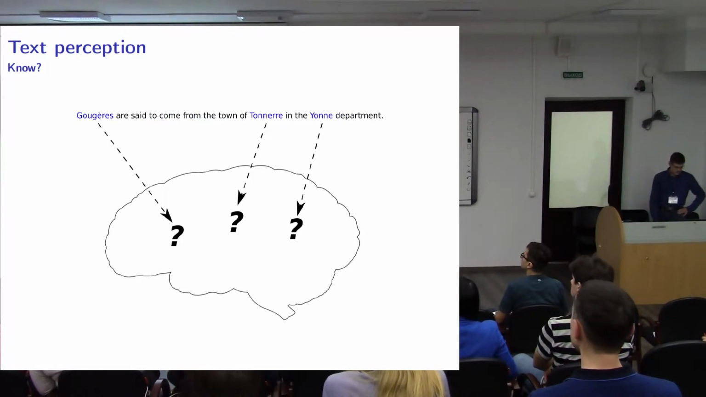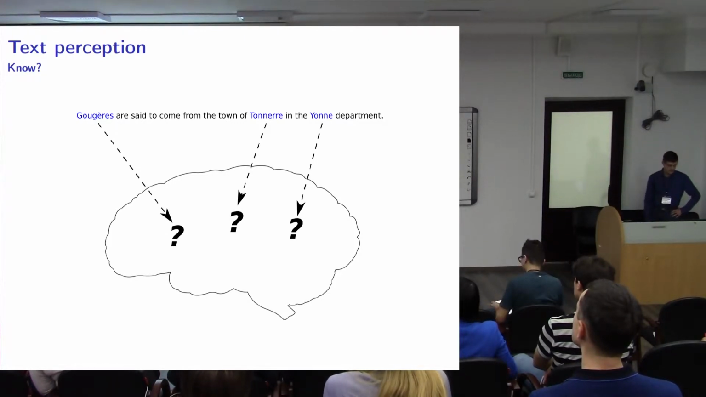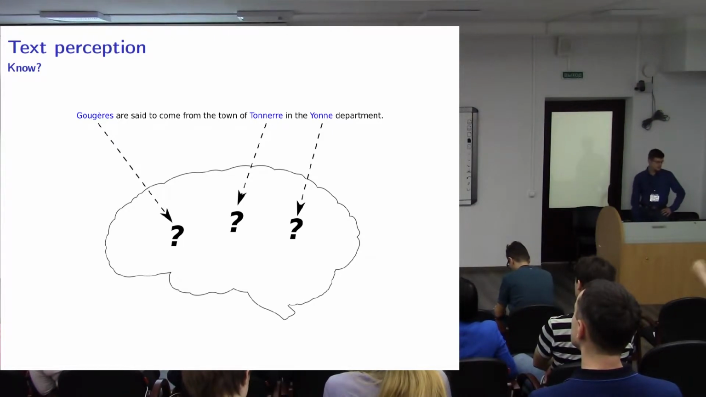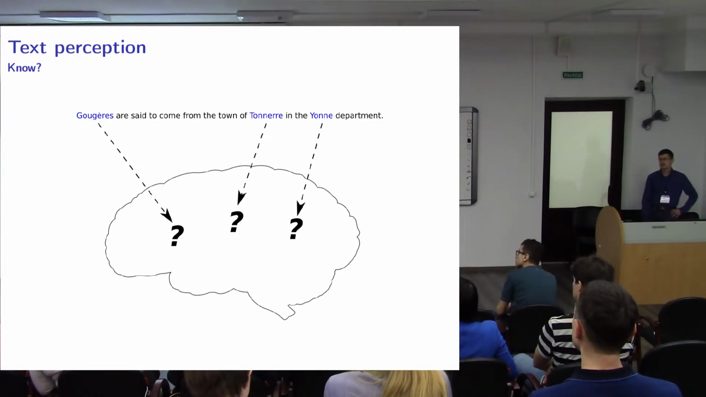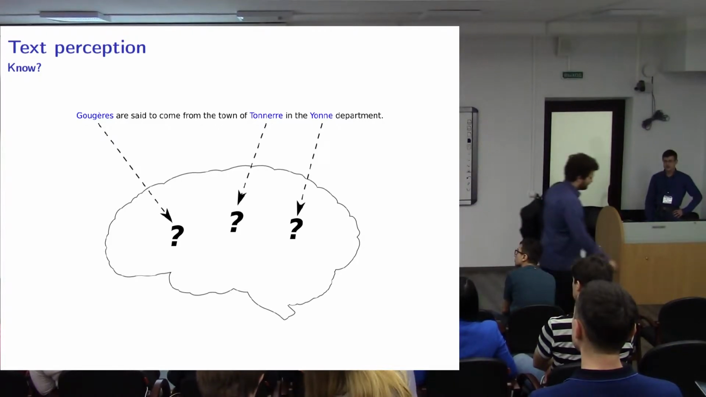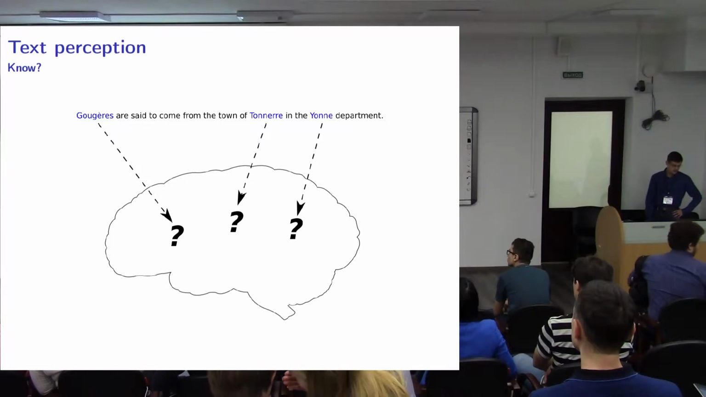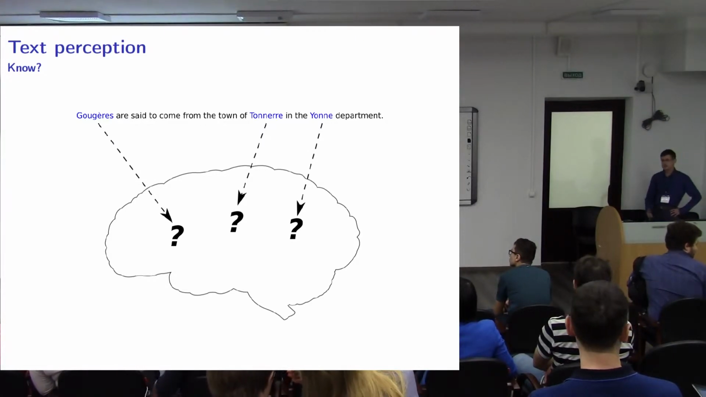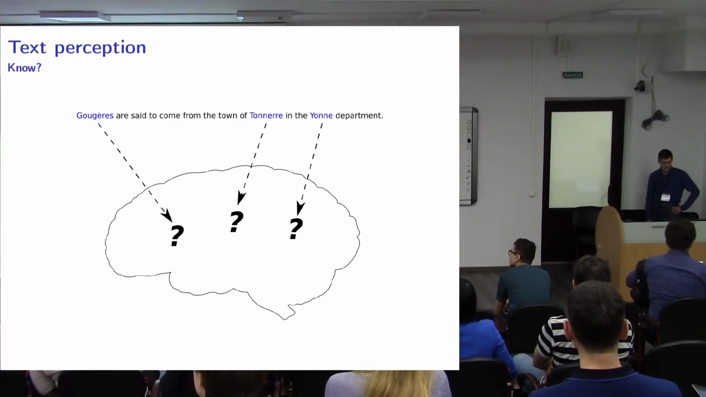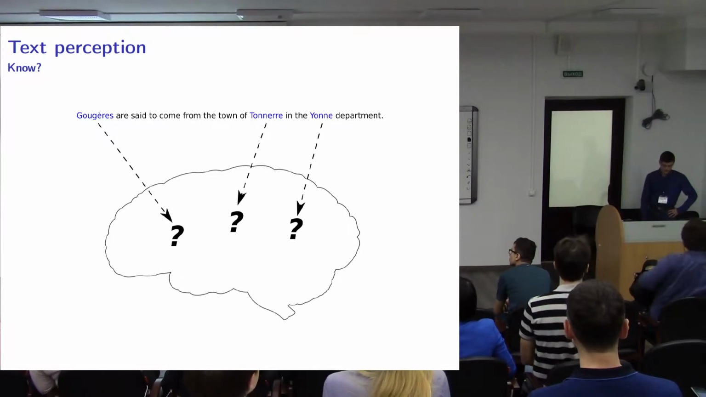And actually, the problem may be even worse. For example, here. This is a sentence about Bougères and Toner and Young Department. And if you are not very familiar with French cuisine and with the geography of France, maybe you can't understand clearly what this sentence is about.